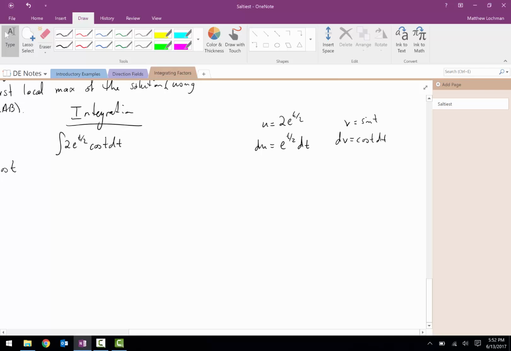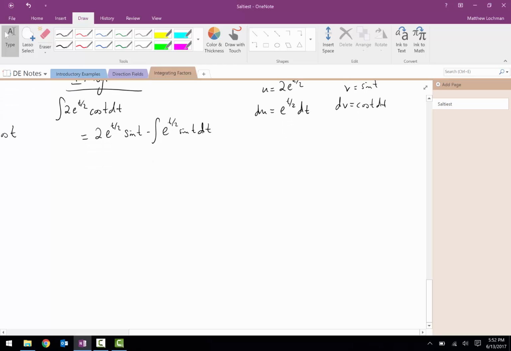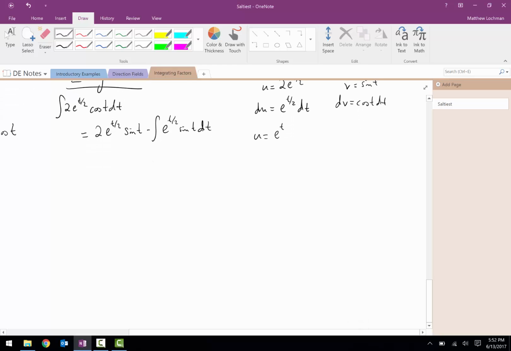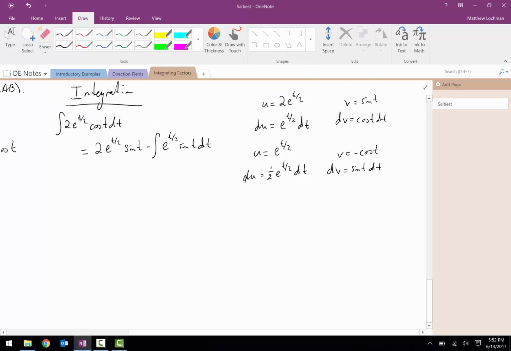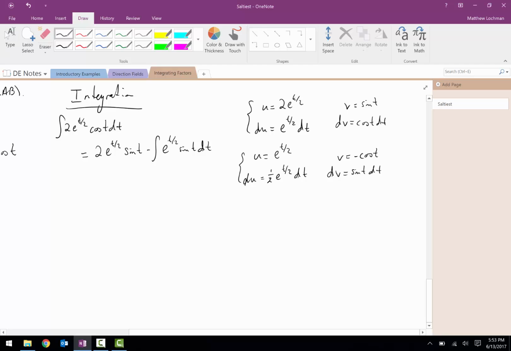Integration by parts tells me that this is uv minus the integral of v du. Now I need to use integration by parts a second time to do that second integral. So that's what I'm going to do here. dv was the sine term, and sine integrates to minus cosine. So here was time number 1, here was time number 2.